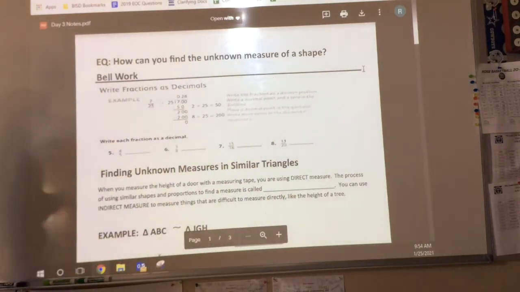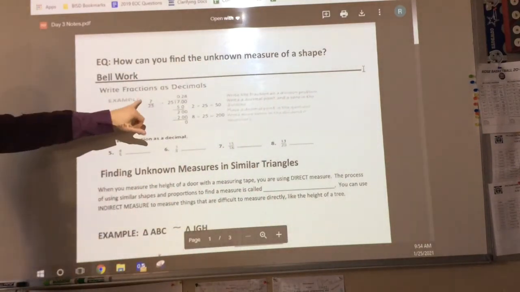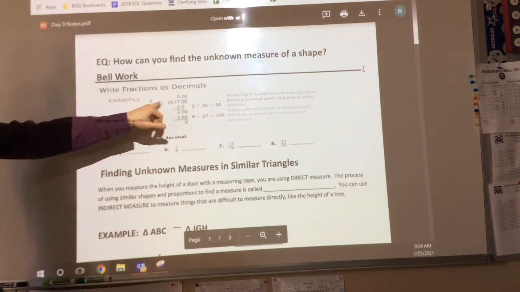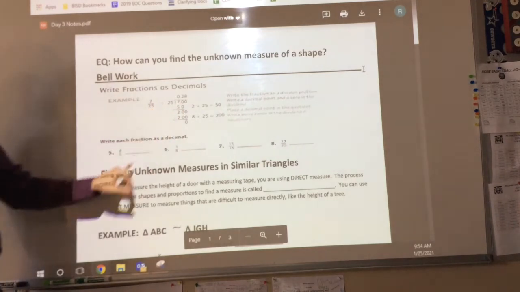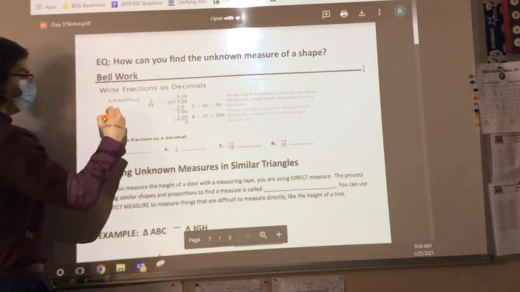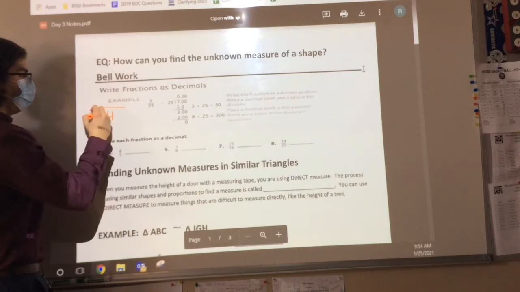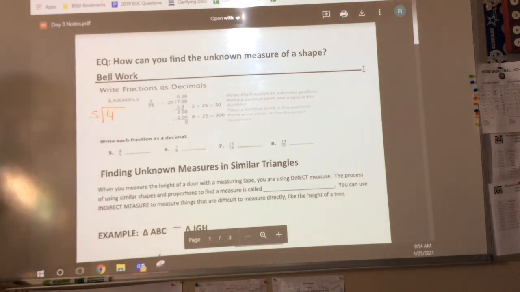So what that means is we're going to take the top number, the numerator, and put it into the house, and divide it by the bottom number. So for instance, 4/5, I'm going to take the 4, put it in and divide it by 5. Can we all agree with that?